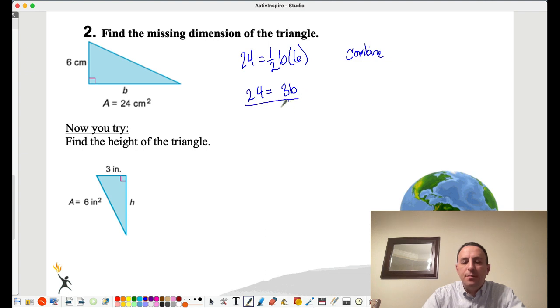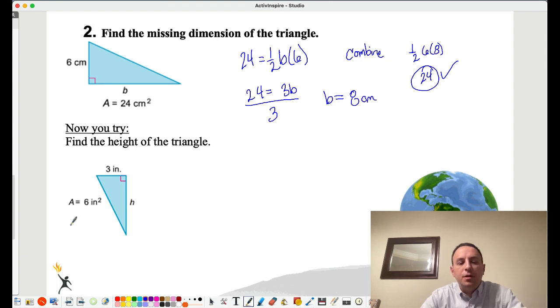Now you can simply divide both sides by 3 and get b, our base, is 8 centimeters. Okay? And you could always plug it in to test it. 1/2 of 6 times 8. 6 times 8 is 48. Half of 48 is 24. That's the correct answer. We've got it. All right, now you figure out what the height of this triangle is. Pause the video and you can play again when you're ready to check it.